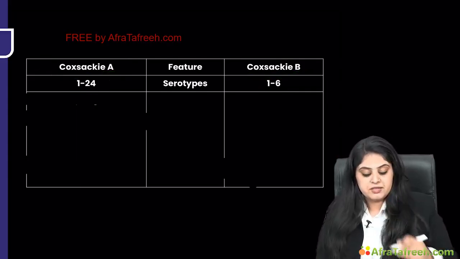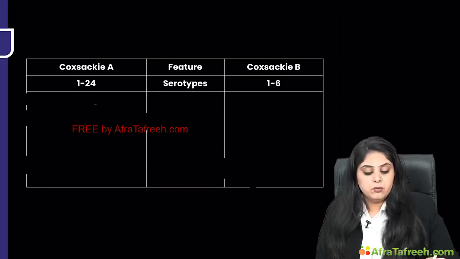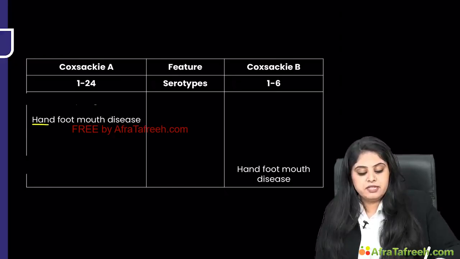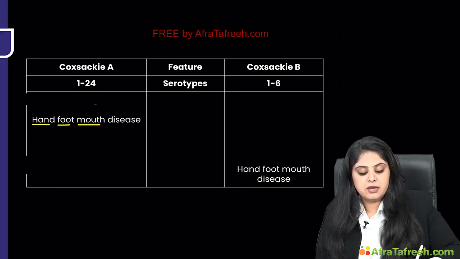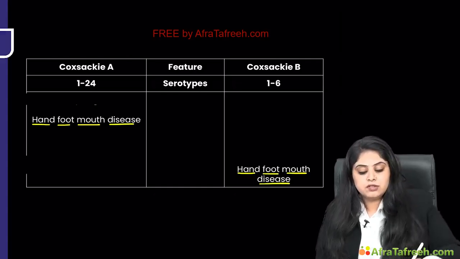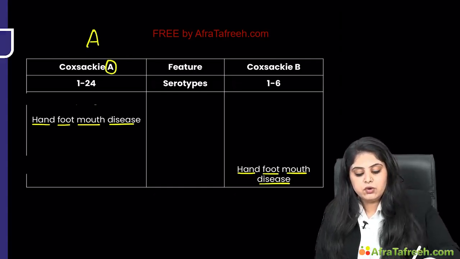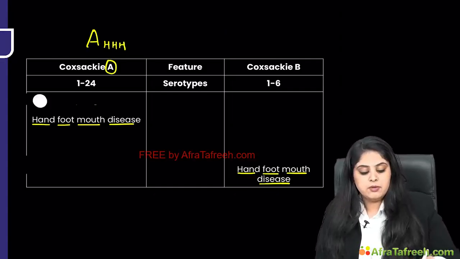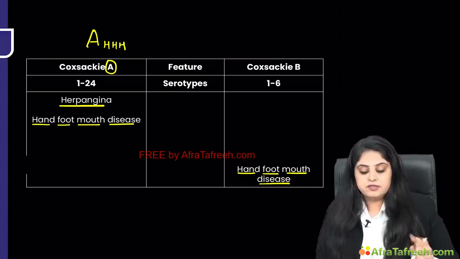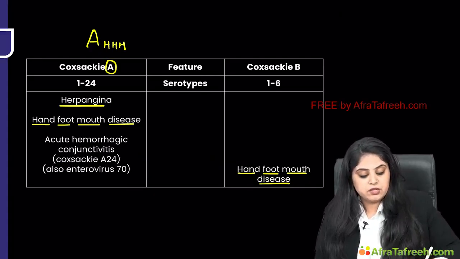So, how to remember? What is common between them? Both of them cause hand, foot, mouth disease. Very simple. There will be lesions on the hand, the feet and the mouth. Hand, foot, mouth disease is caused by both. So Coxsackie A is going to cause H, H and H. What is H, H and H? Number 1, it causes herpangina. Number 2, it causes hand, foot, mouth disease. And number 3, it causes acute hemorrhagic conjunctivitis.